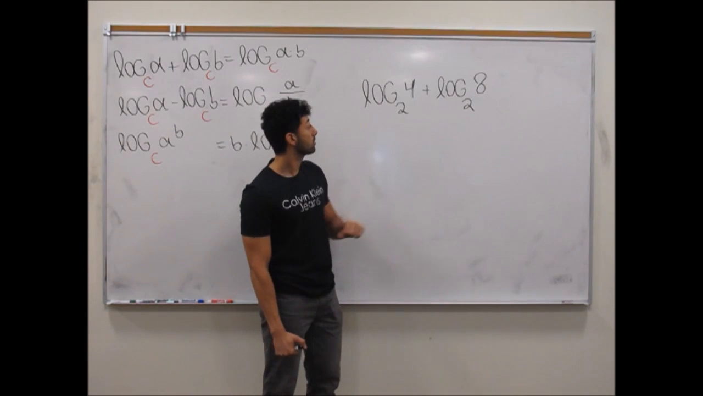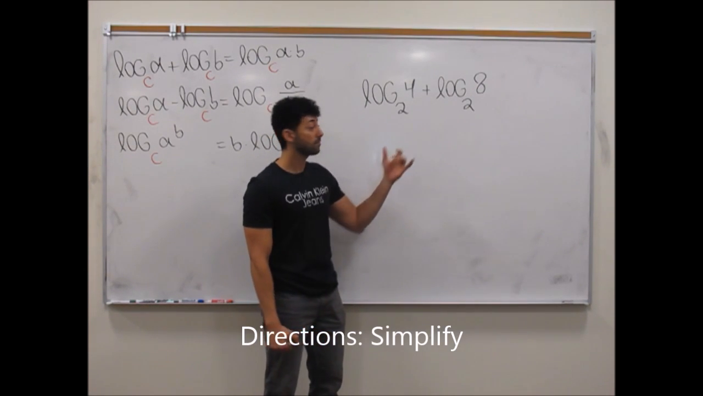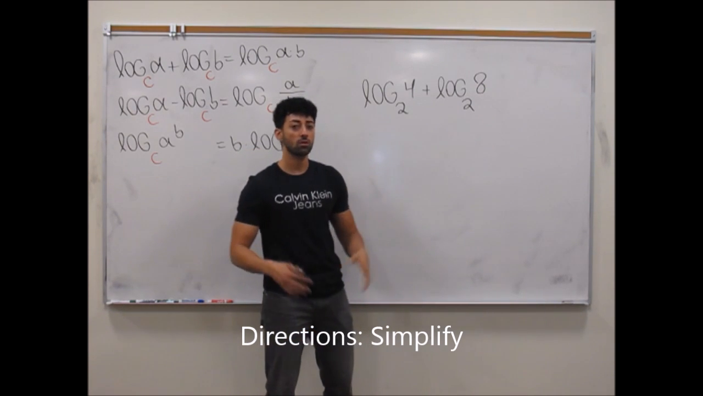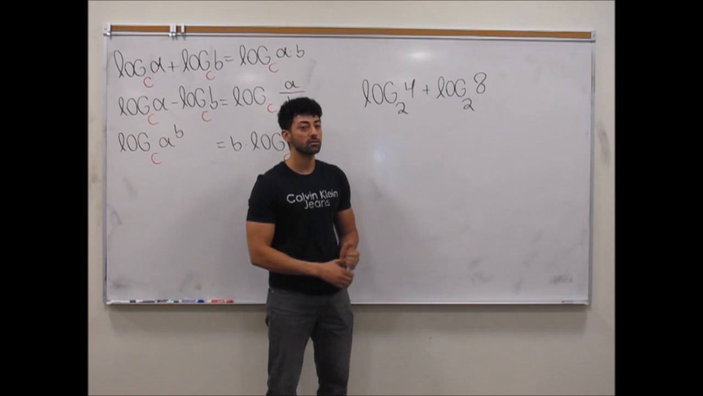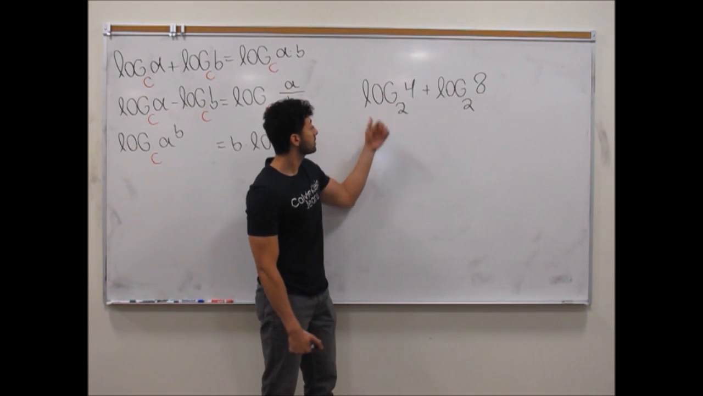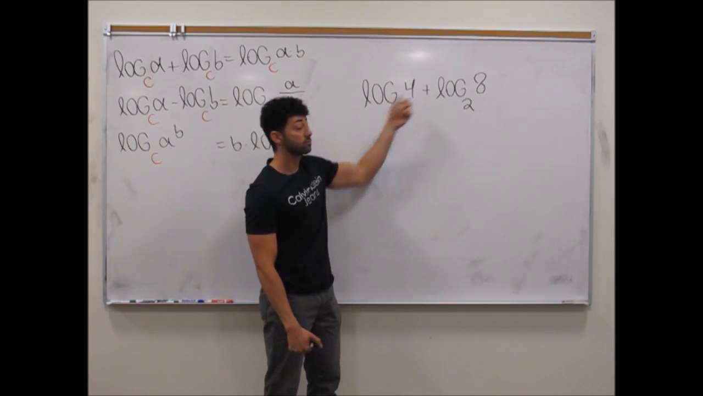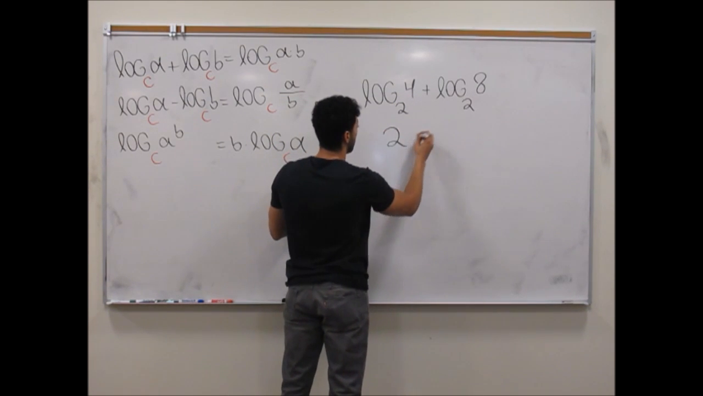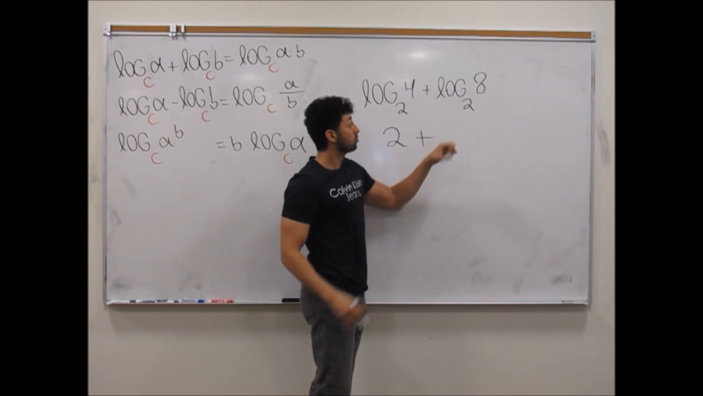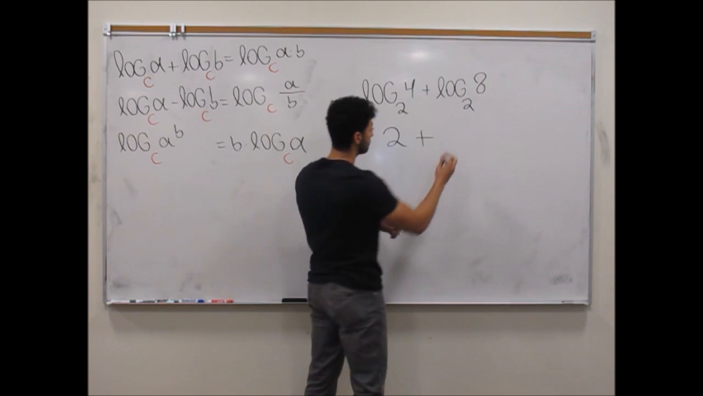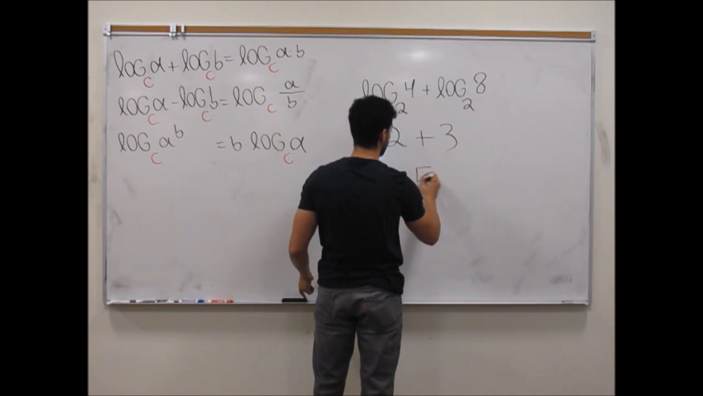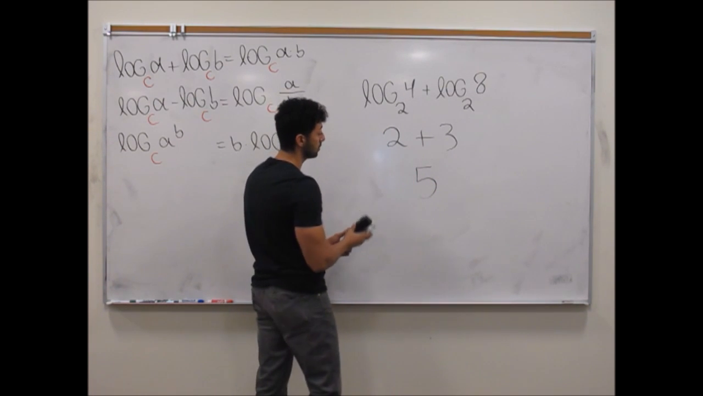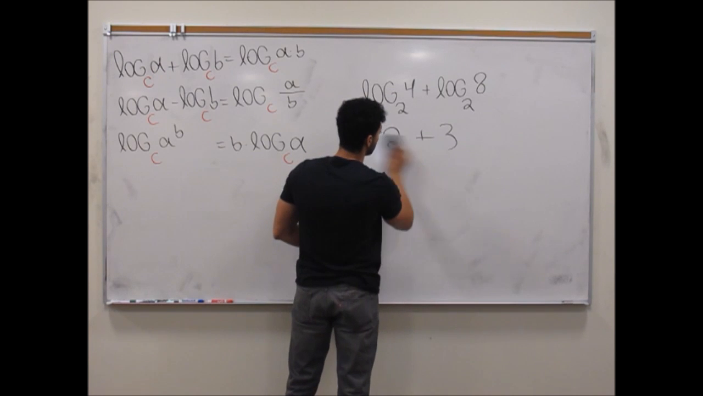Okay, so let's go ahead and look at this first example. Notice they already have the same base, so I could apply the log properties to it, but let's just go ahead and do it like we didn't know that for a second. So this is telling me 2 to what power is 4, and we know that's 2. And this is telling me 2 to what power would be 8, which is 3. So 2 plus 3 would be 5 if we did not want to apply the log properties. So just remember this 5.